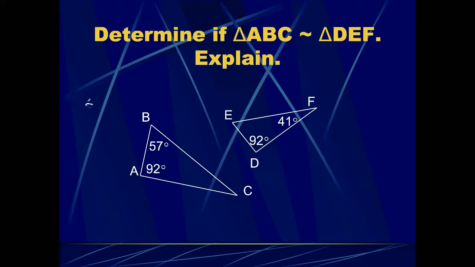And so what we should do is find this third angle in our triangle. I'd take 92 plus 57. That's 149. 180 minus 149 gives us 31. So this angle here is 31 degrees, which is not congruent to 41, so these 2 triangles are not similar.